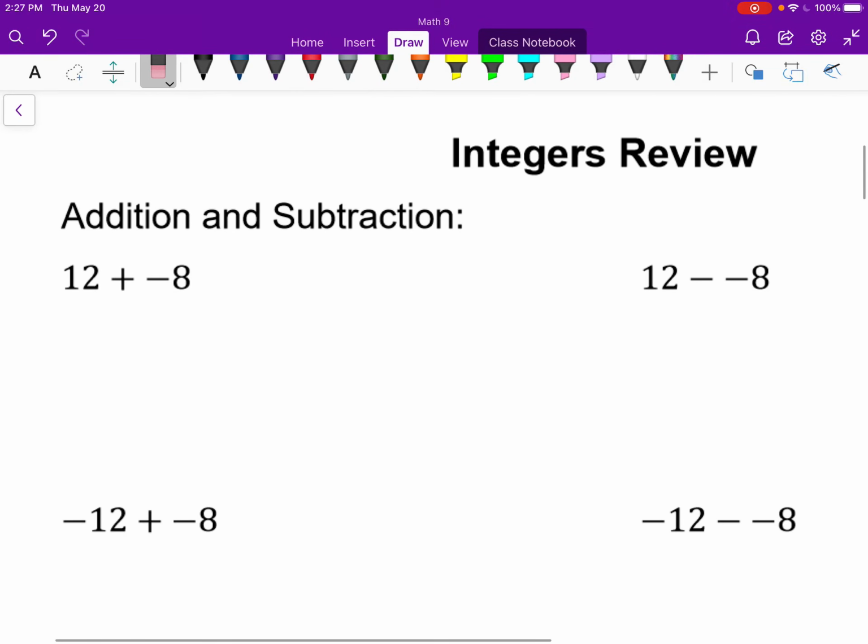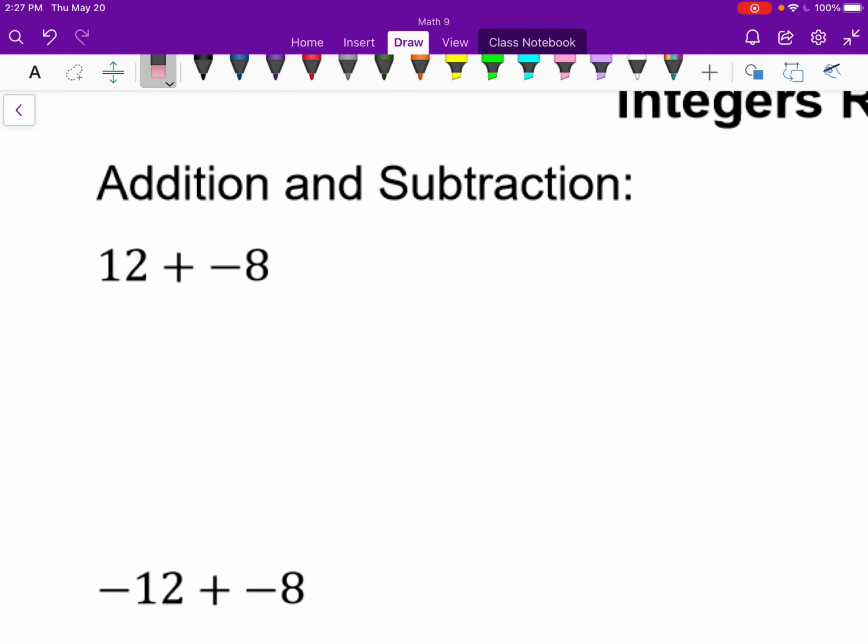If I have 12 plus negative 8, that means I have 12 positives, and I'm adding negative 8, which means when you're adding a negative, that's the same as just taking away. So this is the same as just subtracting 8. So this is equivalent to just 12 take away 8. These mean the exact same thing. Adding negative 8 is the same as subtracting 8, so it just equals 4.